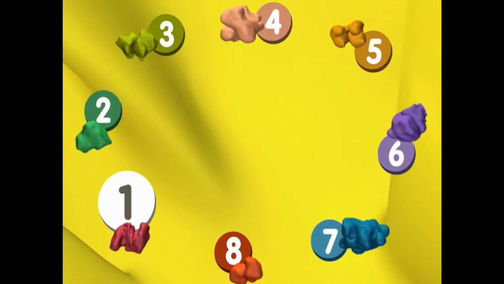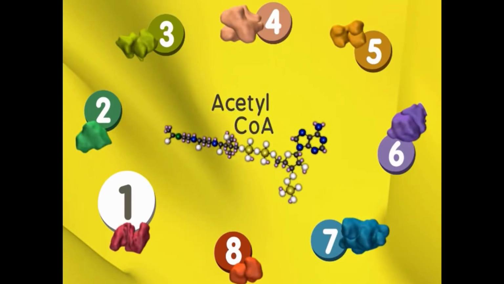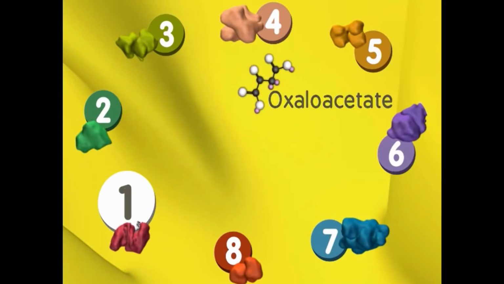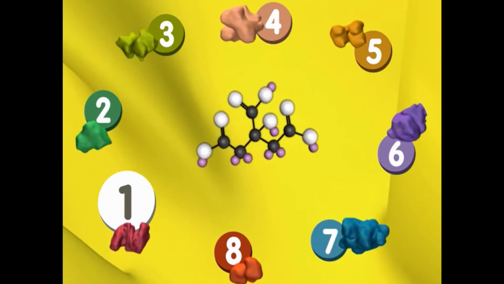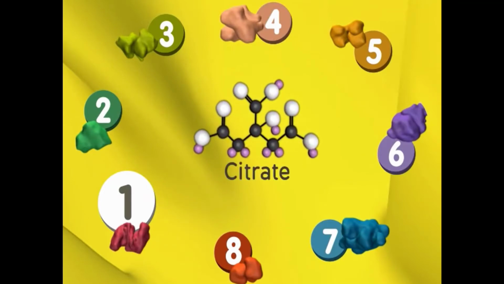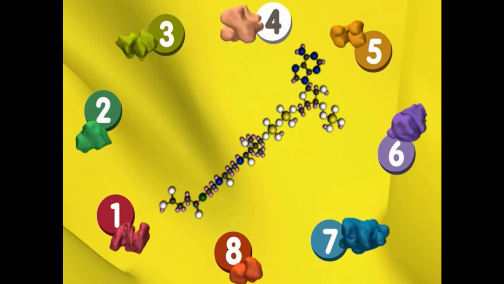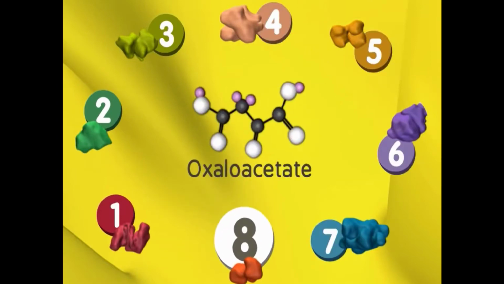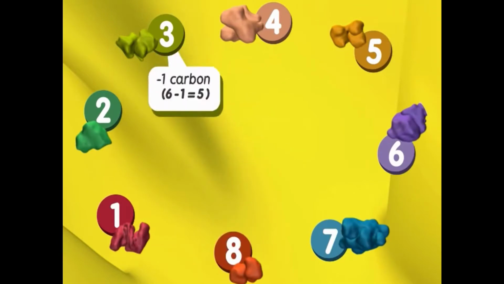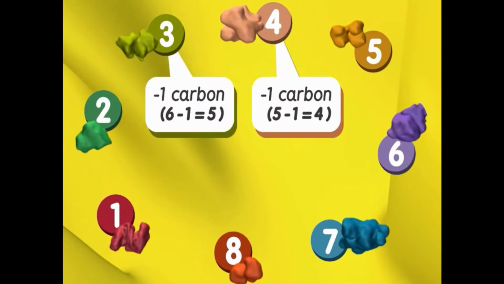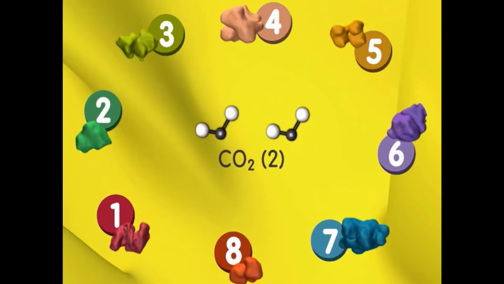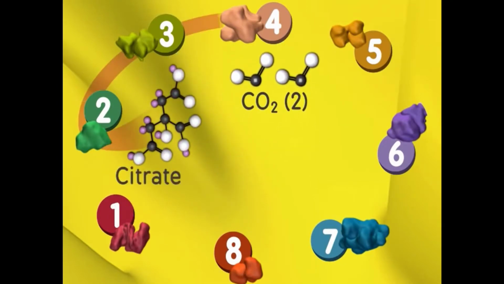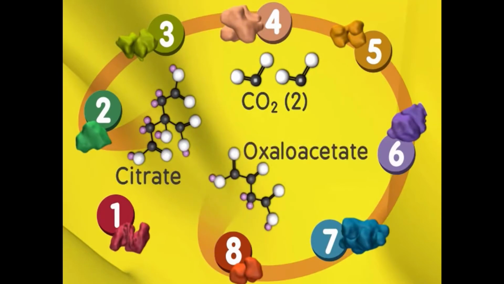In the first step of the cycle, a 2-carbon molecule and a 4-carbon molecule are combined to form a 6-carbon molecule. That 6-carbon molecule undergoes multiple biochemical changes during the cycle, and at the end, the original 4-carbon molecule is produced. Each time a carbon molecule loses one carbon, a carbon dioxide is released. So 2 carbon dioxides are formed during the conversion of the 6-carbon molecule back to the 4-carbon molecule.